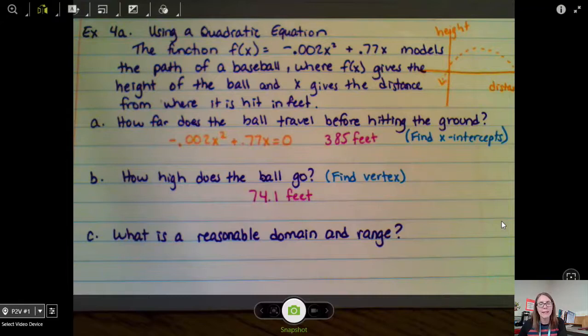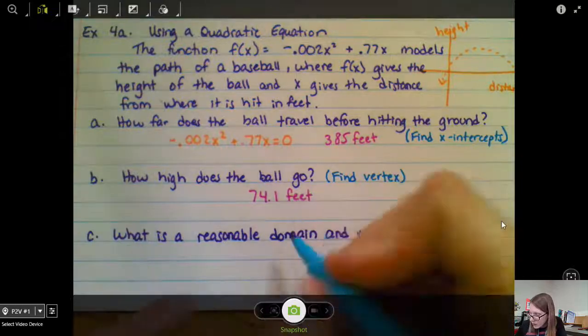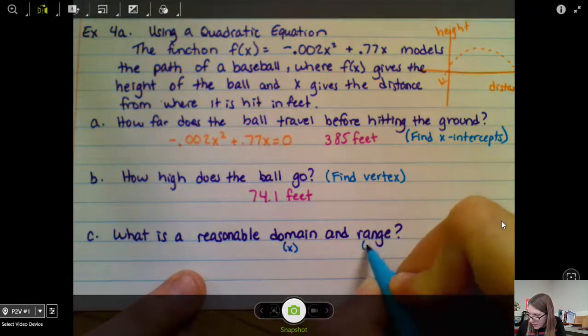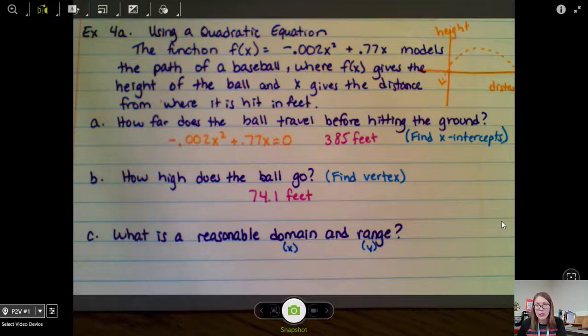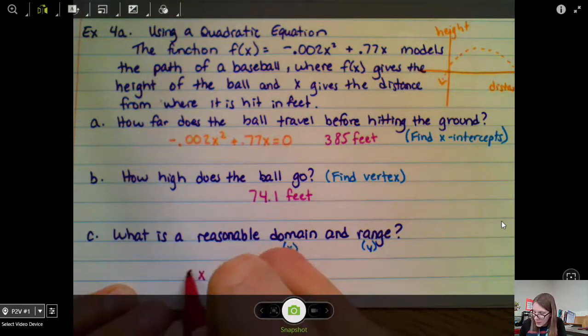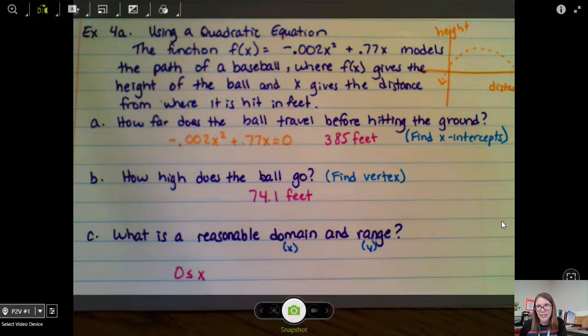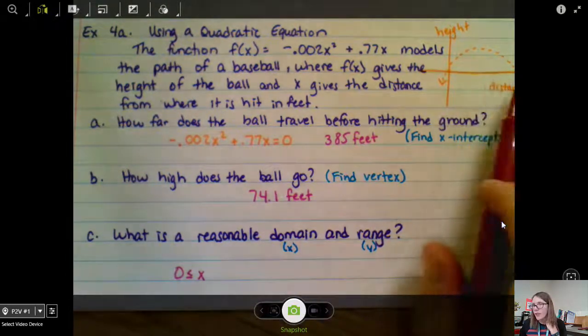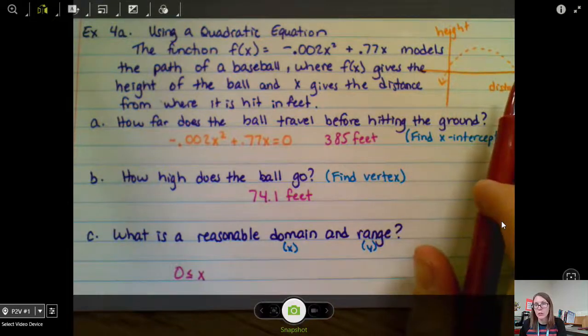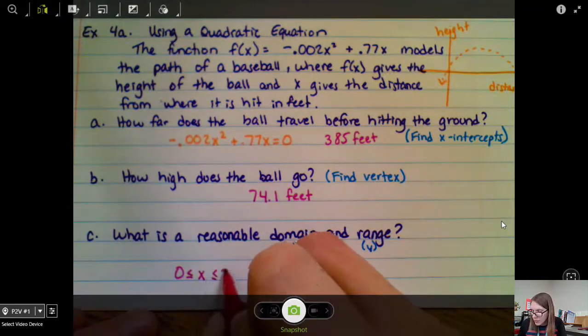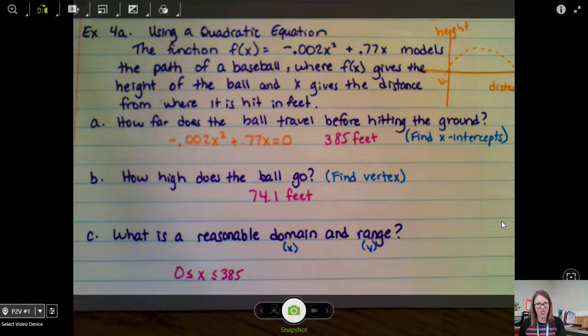And then C, what is a reasonable domain and range? So keep in mind that domain is talking about our x values, and range is talking about our y values. In this situation, x is representing the distance our ball traveled. Well, we can't go a negative distance. So x has to be more than 0. And let's see, our situation, the farthest distance that makes sense was right here, 385 feet. Because once we get past 385 feet, our ball goes underground. That doesn't make sense. So x has to be between 0 and 385 for our domain.